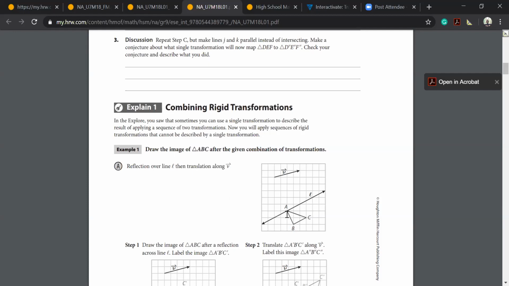Okay, I have triangle A, B, C, and this is my line of reflection. Let's do the reflection. First of all, point A is very easy.